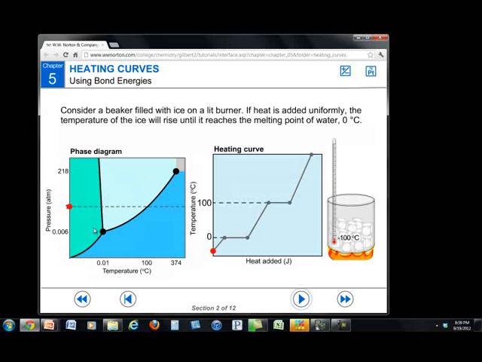Now this is a phase diagram. I didn't show these last year. Maybe your teacher did. This is actually something that's going away in the curriculum next year for AP, but it might show up this year. And it's similar to the heating curve.